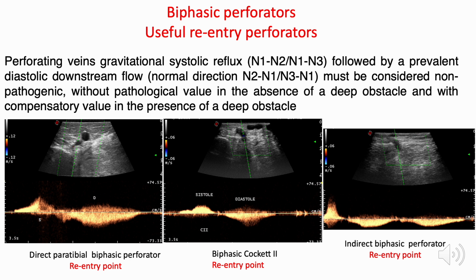But also biphasic perforators exist. A muscular systolic reflux N1 and 2 or N1 and 3 followed by a prevalent diastolic downstream flow N2 and 1 and 3 and 1 must be considered non-pathogenic, without pathological value in the absence of a deep obstacle and with compensatory value in the presence of a deep obstacle. Even a biphasic perforator may represent a re-entry point.